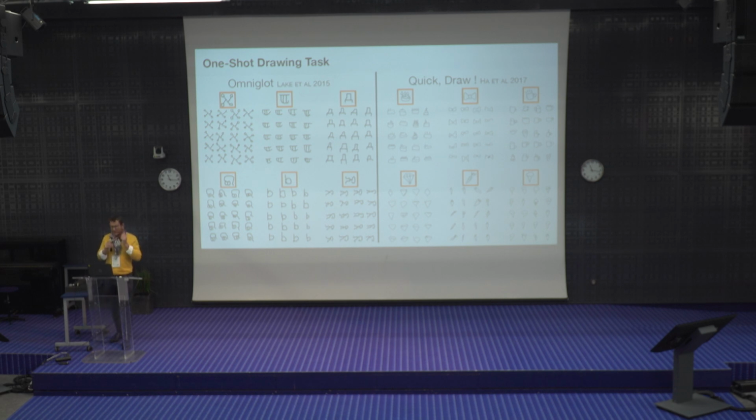So in this project, we have leveraged two different datasets. First, the Omniglot dataset, which represents handwritten letters from different alphabets, and the QuickDraw dataset, composed of simple sketches representing various object categories.